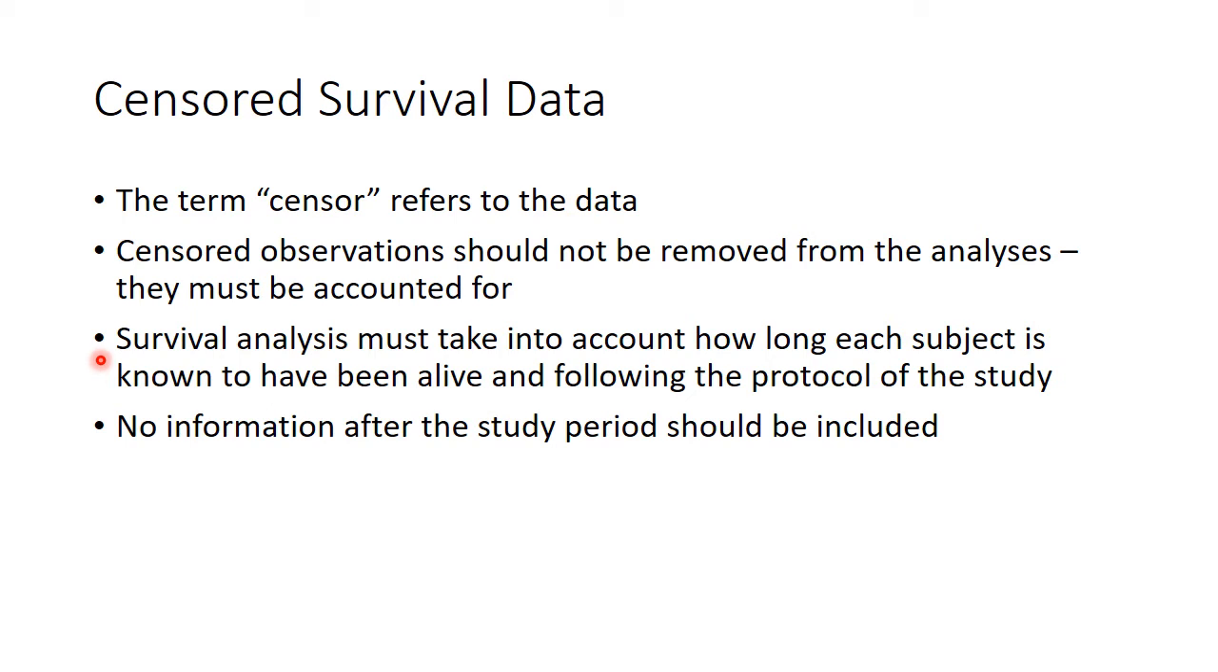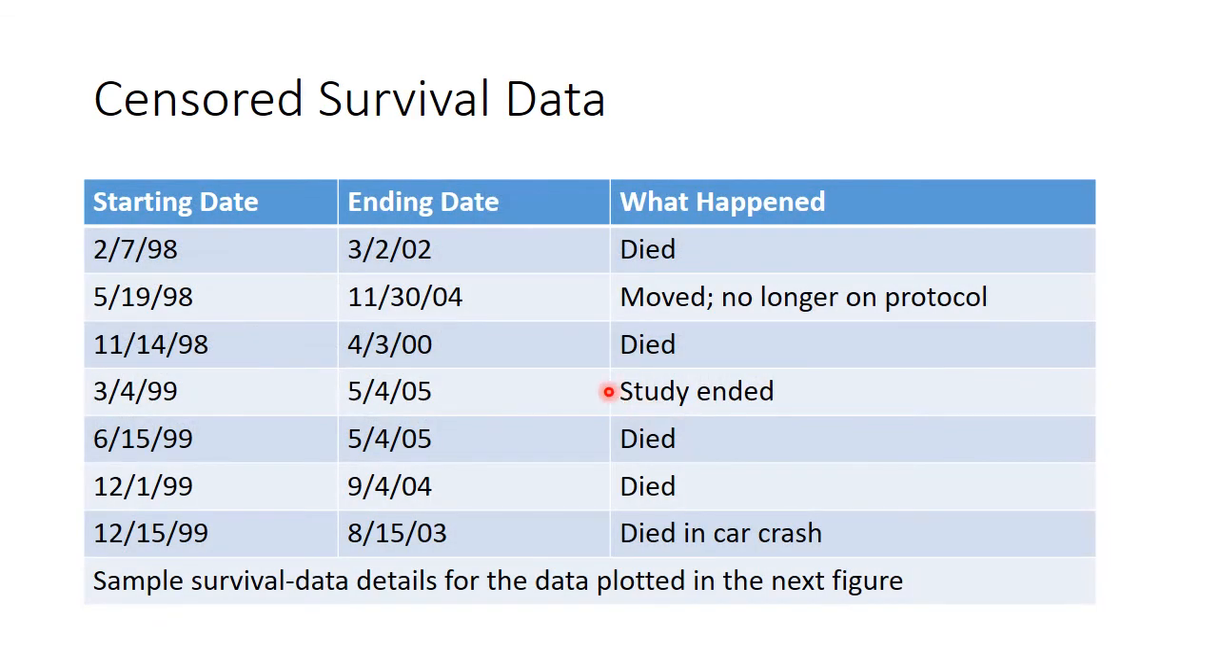But basically, the survival analysis is going to take into account how long each subject is known to have been alive and to follow the protocol of the study that you're in. Okay. And again, no information after the study period should be included, because once the study is done, that's it. You don't want to take any more information after that because it may not be valid based on the study. So for instance, if you're looking at some censored survival data here, let's say we had several patients starting at several different dates between 1998 and 1999. You see the ending date here, and you'll see what happened to the patient.